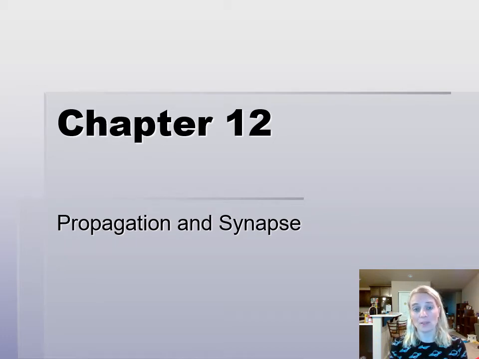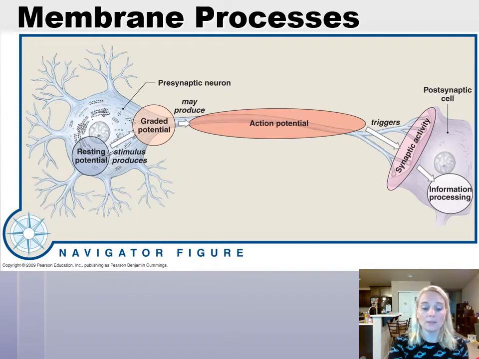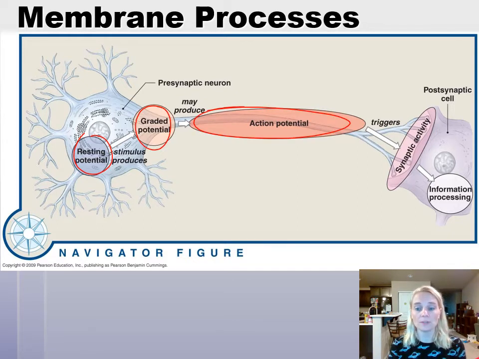So what's happening when that action potential arrives at those telodendria and synaptic knobs to release the acetylcholine into the synapse of the postsynaptic cell? Again, things that we've covered already: resting potential, graded potentials, action potentials. So three of these five processes we've covered. We're going to talk more about this action potential that's traveling down the axon, and synaptic activity will also be in this video.